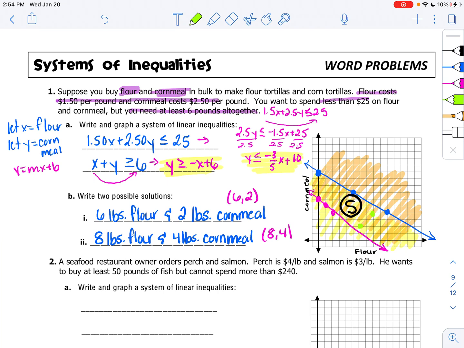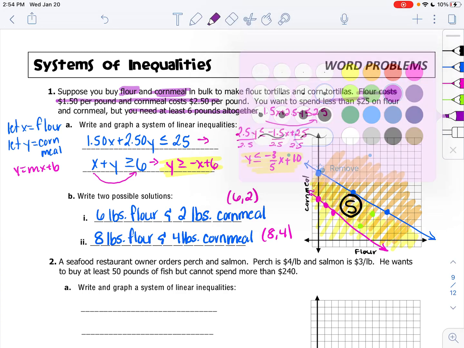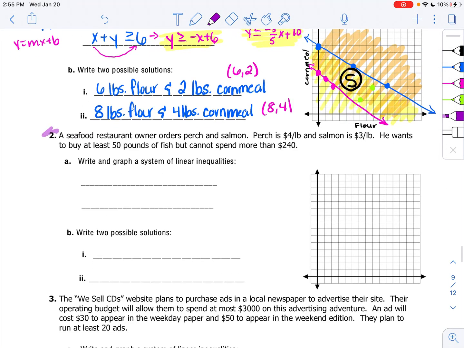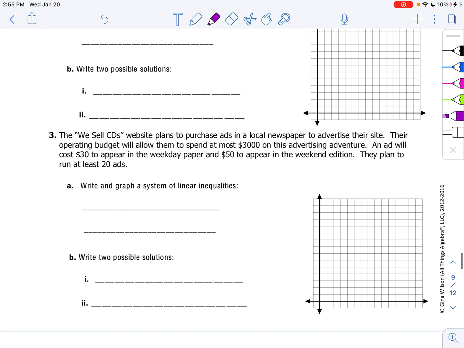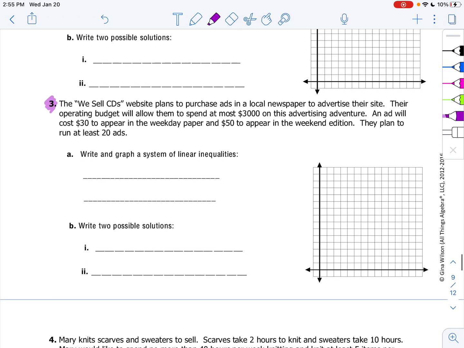Go ahead on this page, highlight number 2 and 3. And then on your next page, let's look at number 4.